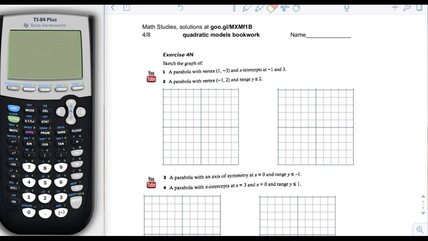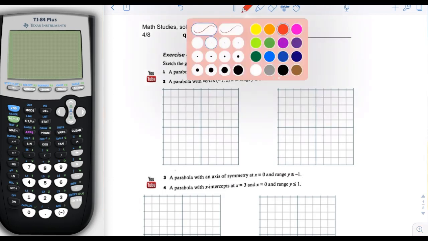Hello, this is page 4 of quadratics. Today we're going to be drawing some parabolas with characters that they give us. I don't think you'll find this too difficult.